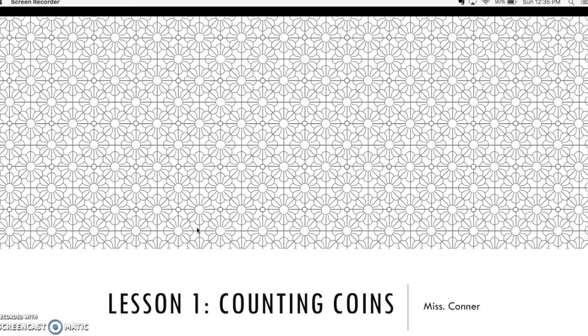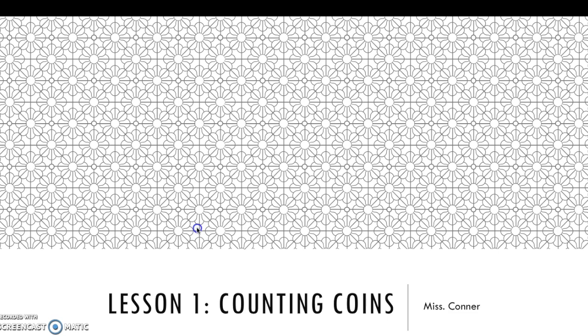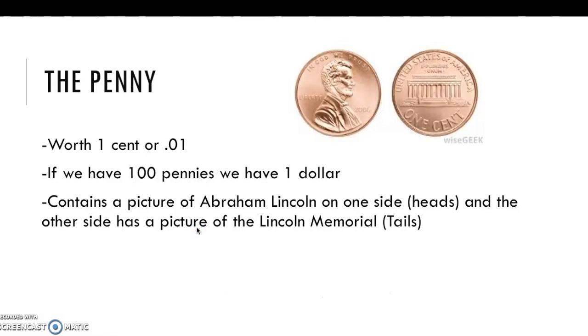Okay, so now we're going to go ahead and learn about coins, what's on them, and how much they're worth. So first we have the penny. The penny is worth 1 cent, and in decimal form that would be 0.01. So if we have 100 pennies, we're going to have $1.